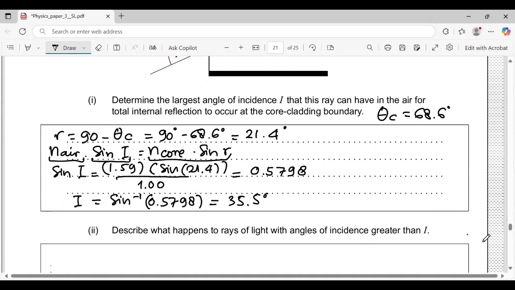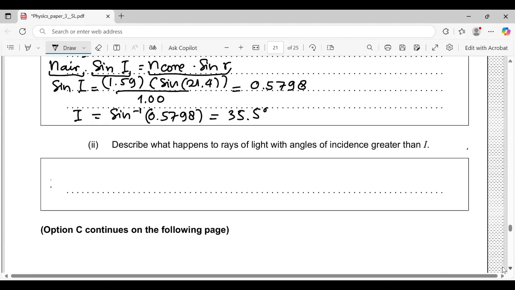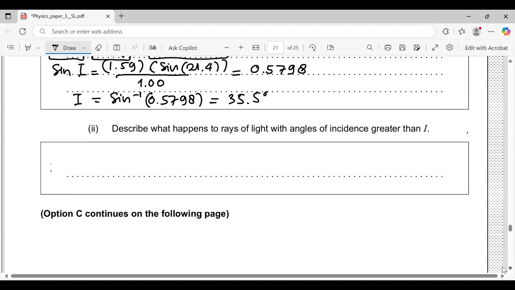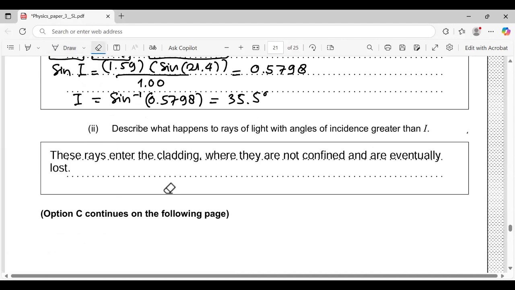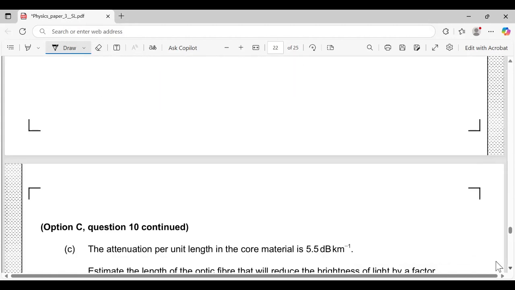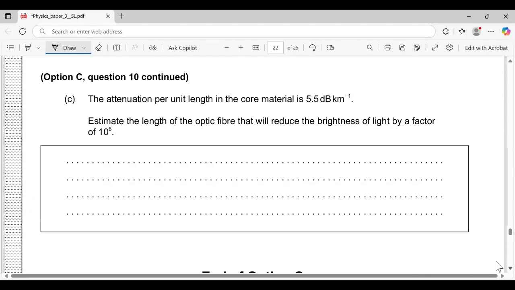Okay. Let's continue to the next question. Describe what happens to rays of light with angles of incidence greater than I. I have provided my answer for this question. Next question. The attenuation per unit length in the core material is 5.5 decibels per kilometer. Estimate the length of the optic fiber that will reduce the brightness of light by a factor of 10 power 6. Okay.